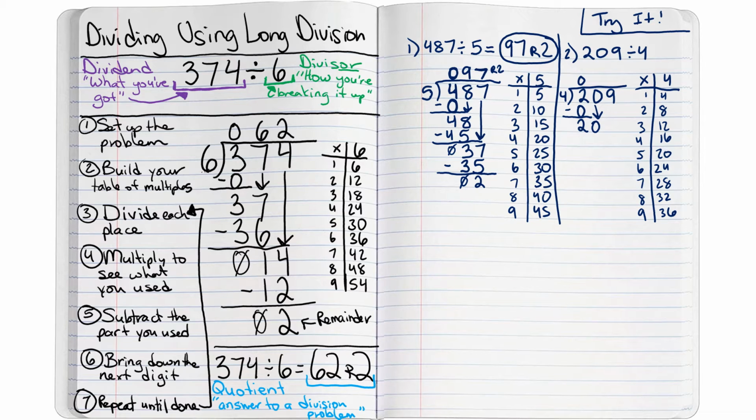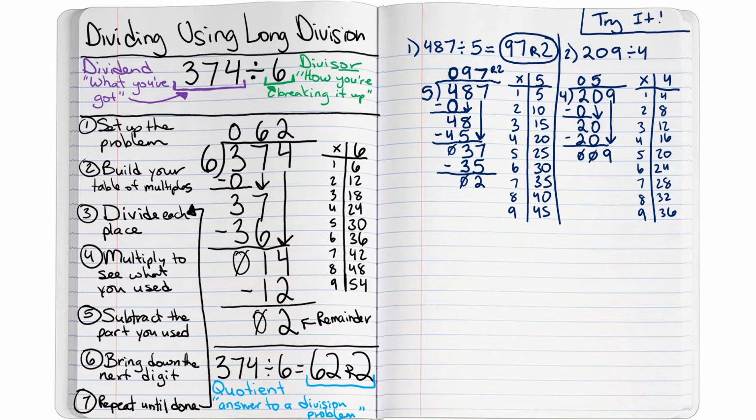Now I'm doing 20 divided by 4. Ooh, that's a good one. I know I can make 5 groups. So I'm going to divide. 20 divided by 4 is 5. Then multiply. 5 times 4 used up 20 pieces. Then subtract zeros. Hey, and bring it down.